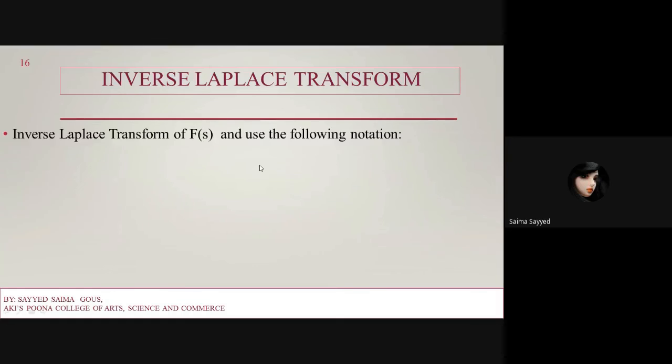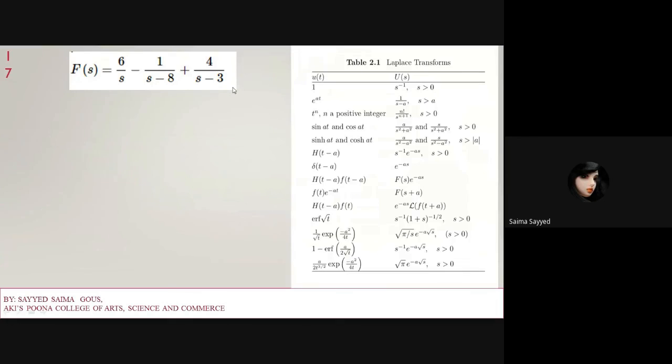Next, inverse Laplace transform. The inverse Laplace transform is used with the following notation: f of t equals Laplace inverse of F of s. So in the Laplace inverse, we are converting the s domain into the time domain. We'll see one example here. F of s is given by 6 upon s minus 1 upon s minus 8 plus 4 upon s minus 3.